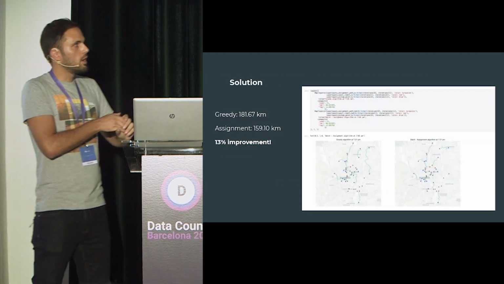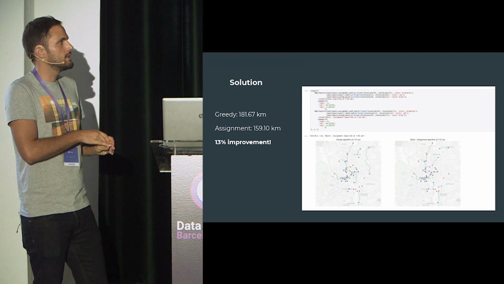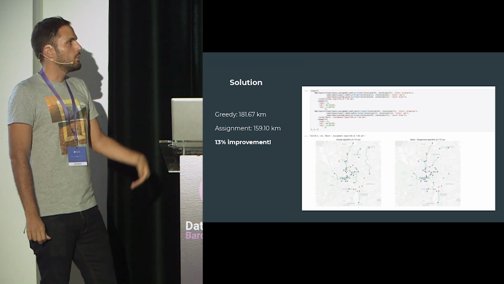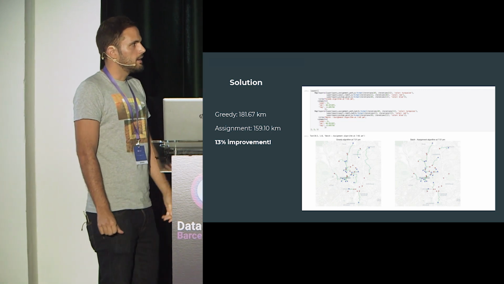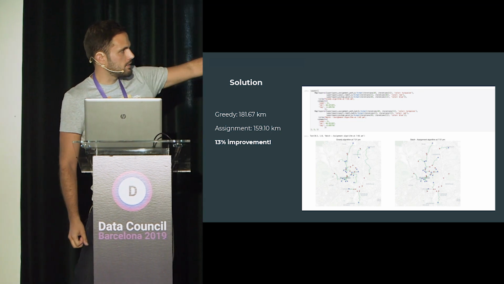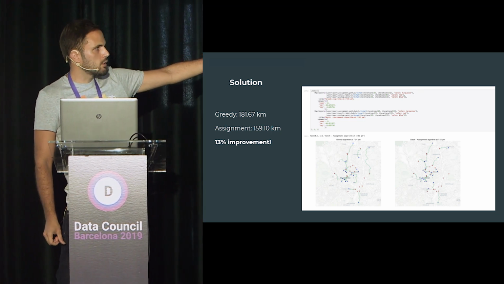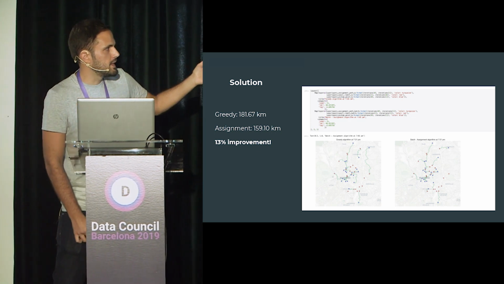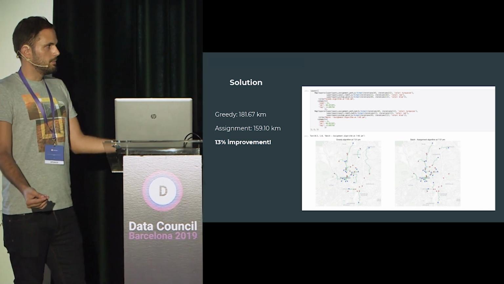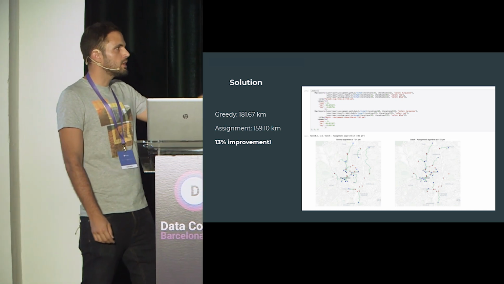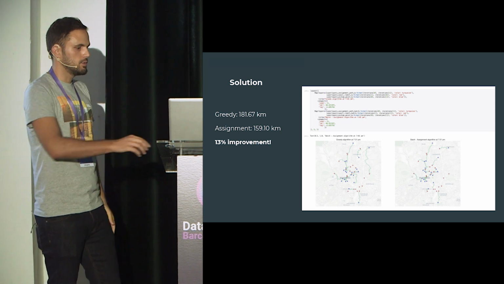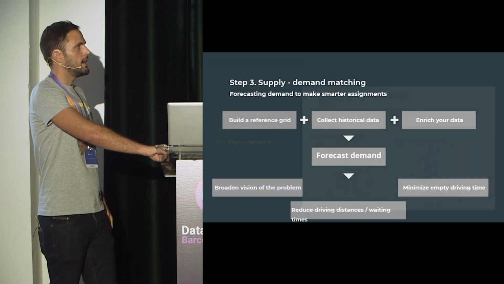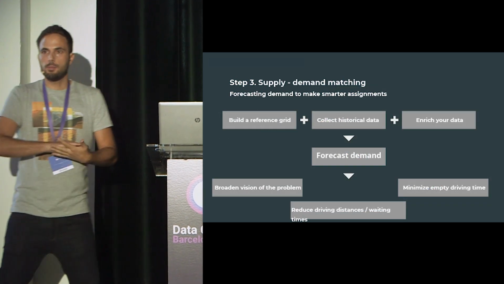So now we know how this works. We solve it, and these are the different results we get with the greedy algorithm and with the assignment one. We see a 13% improvement, and for example, in the northeast part of the map, you can see that with the greedy algorithm, we had a very inefficient assignment that we have now been able to improve. So that's a good thing. It's very important to visualize it because it allows you to really see what's happening and whether your algorithm is working or not.